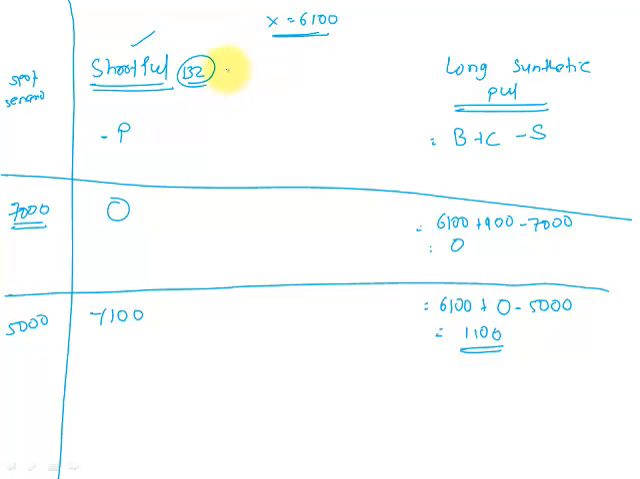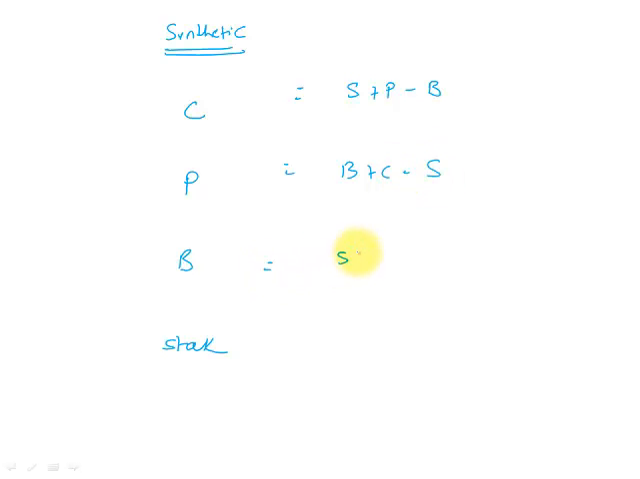So assuming that you've understood, and if you've not understood, we can create synthetic positions in these options. So synthetic call, synthetic put, synthetic bond and synthetic stock. How will you create a synthetic call? S plus P minus B, B plus C minus S, S plus P minus C, and B plus C minus... no, that was wrong, B plus C minus P.